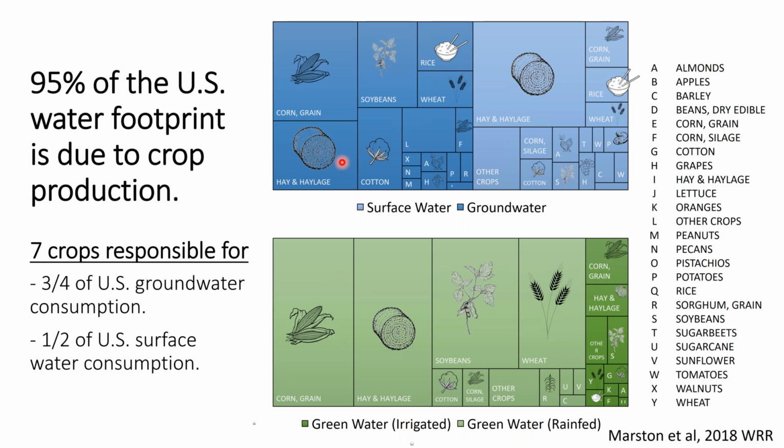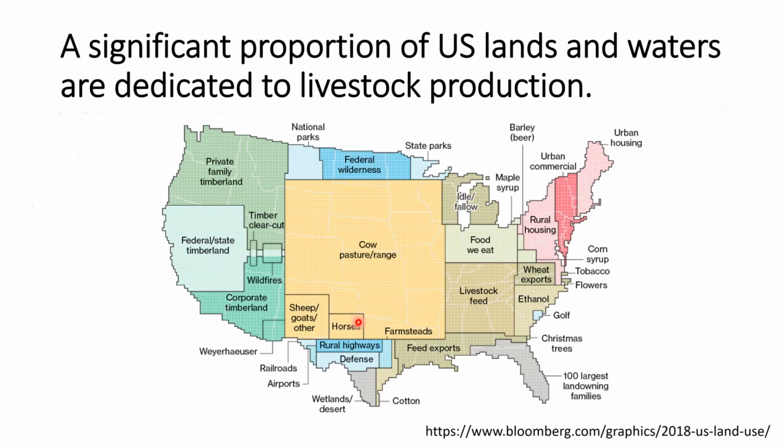Another thing I wanted to point out is that just 7 crops grown in the United States are responsible for 3/4 of groundwater consumption. That's not just within the crop sector, that's across all sectors. And 1/2 of U.S. surface water consumption is due to those same 7 crops. Those 7 crops are corn grain, corn silage, hay and haylage, soybeans, wheat, cotton, and almonds. Those 7 require a tremendous amount of water. And if you notice, as I ran through that list, a lot of those are just for animal feed.